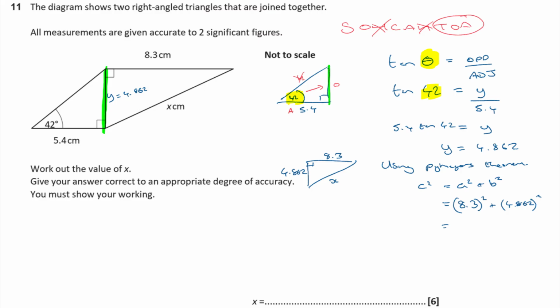That's still on my screen, so I'm just going to take that value and square it first. Then I'm going to add on 8.3 squared. That's giving me a total of 92.53, and then I'm going to root that. Root answer. So then I'm going to get C is equal to 9.